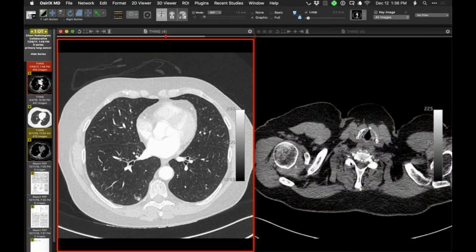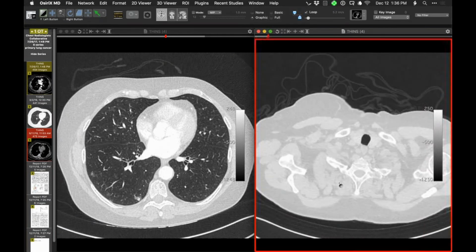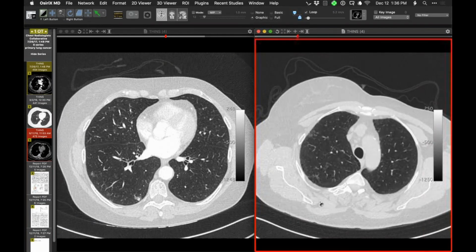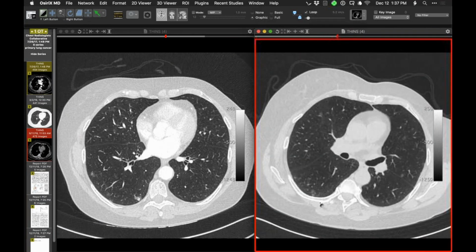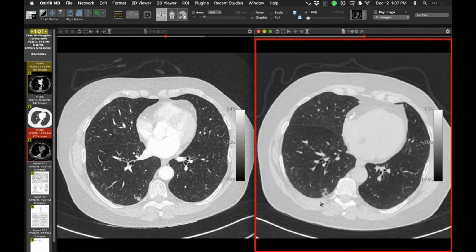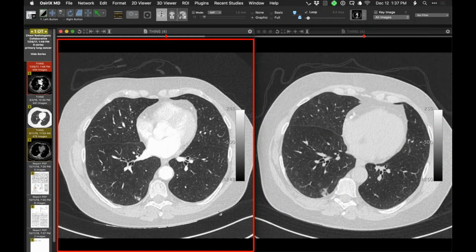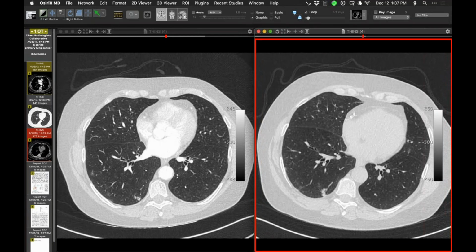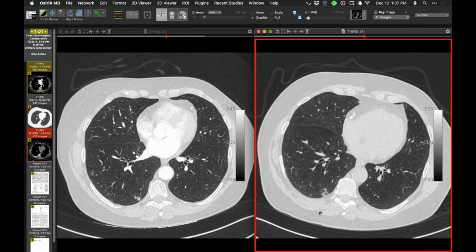I will show you what happened over time. Lesion 1 in the right lower lobe increased in size, which is this one. An initial needle biopsy of that showed atypical cells. The patient did go to surgery, and that is an adenocarcinoma.